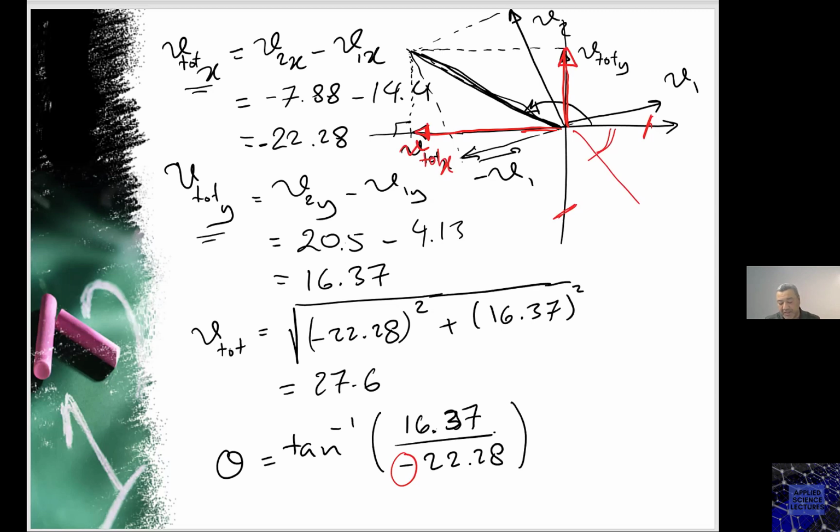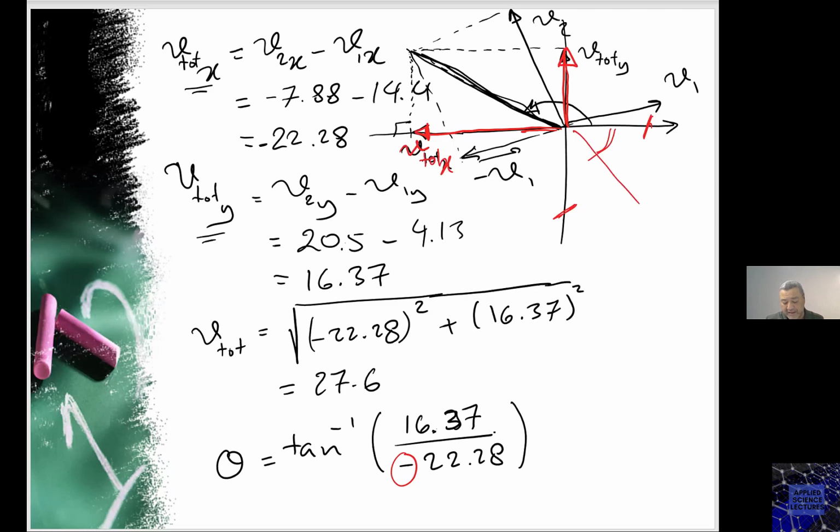Regular calculators don't distinguish between which one is negative. I have two cases where this ratio can be negative. If x is negative and y is positive, then this ratio is negative. If x is positive and y is negative, then this ratio is negative. Newer calculators do distinguish now, but older calculators don't. So you have to be careful when you calculate the theta.